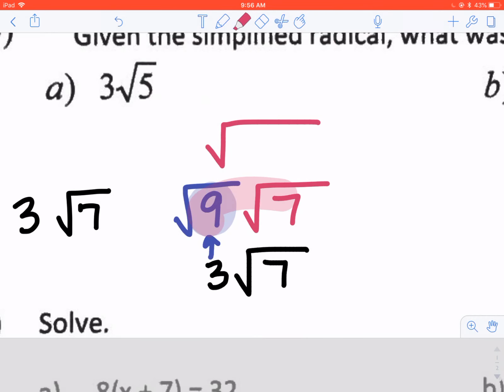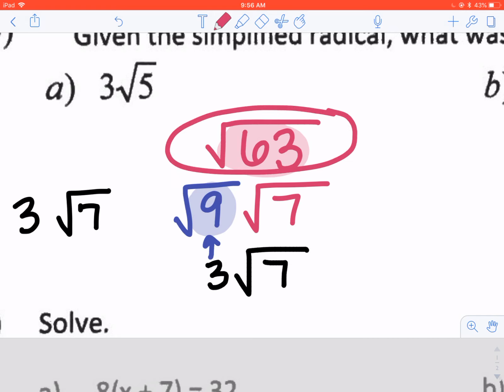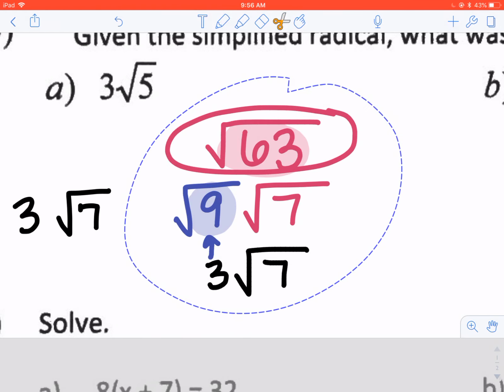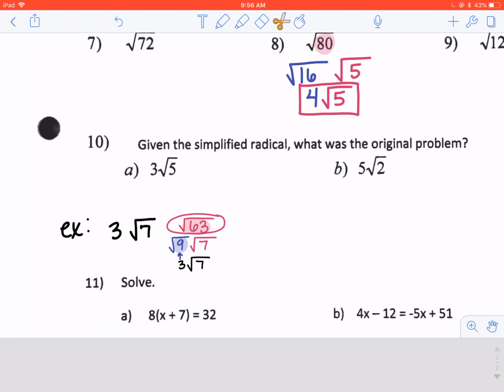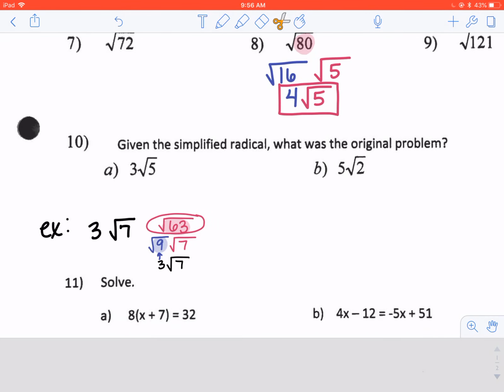And then to get to this step, we divided this number. So to go backwards, we're going to multiply these numbers. And 9 times 7 is 63. So what's the answer? Radical 63. I'm just going to make that a little smaller. There we go. So that is what you were doing with 10A and B.